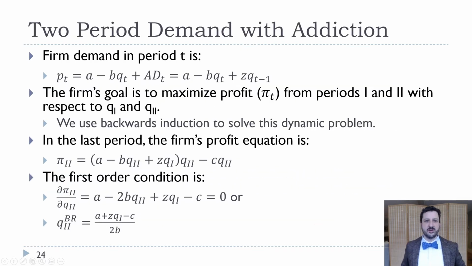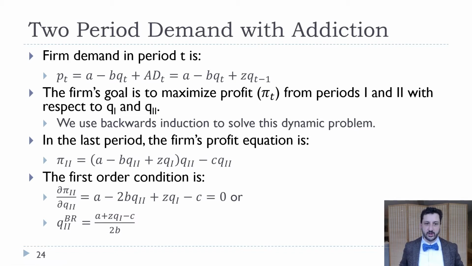So we're going to have a 2-period demand. And so our inverse demand curve is just P equals A minus BQ plus AD. And that's the addiction. And so we substitute in for that as ZQ(T-1). And the firm's goal is to maximize profit from periods 1 and 2 with respect to Q1 and Q2, so how much they produce in Q1 and Q2. So it's really a monopoly model, but we need to solve it backwards in order to figure out how much they should produce in each period.